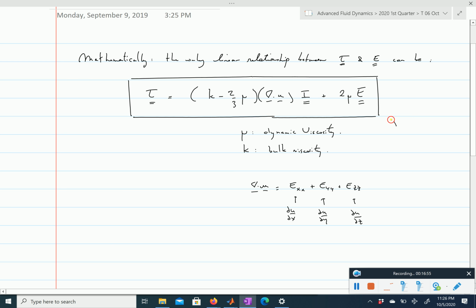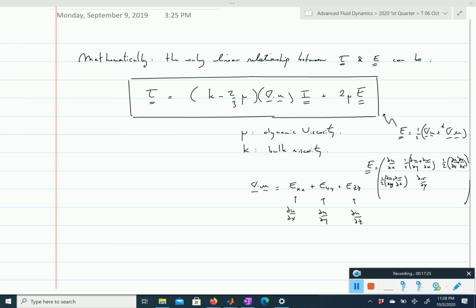Recall here that E is equal to 1/2 the gradient of U plus the transpose of the gradient of U. So if I write all of the components, E is equal to the following matrix: partial U partial X, 1/2 of partial U partial Y plus partial V partial X, and here 1/2 of partial U partial Z plus partial W partial X. All right, this is an expression for the rate of strain tensor.